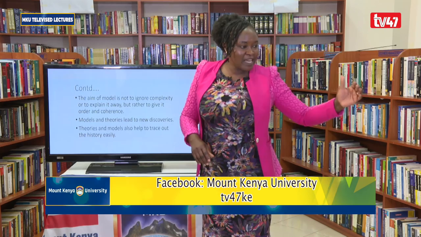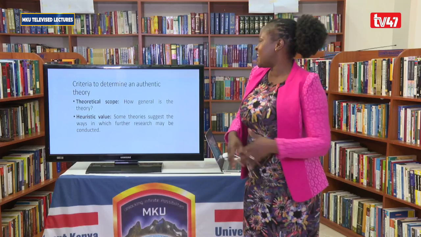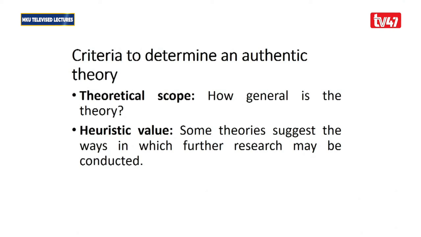So every time that we want a theory, if we wanted to know the power of media from the 1970s, we know the kind of theory or model that we can refer to. So then, how do you determine an authentic, original theory, a true theory, a good theory? One, the theoretical scope, that is how general is the theory.